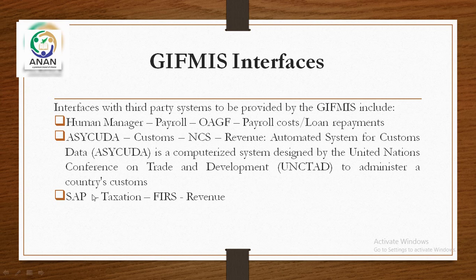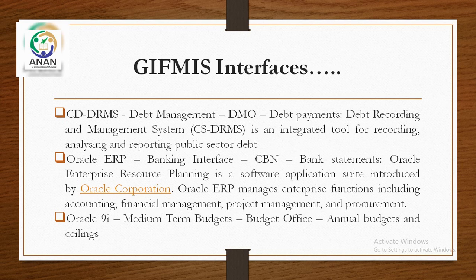SAP represents Systems, Applications and Products. Taxation, FIRS, revenue. So these are some software that are being adopted or used in order to facilitate the digital accounting system of the federal government. CS-DRMS, debt management, DMO, debt payment, Debt Recording and Management System is an integrated tool for recording, analyzing and reporting public sector debt. We are just trying to talk about some of the software that are being adopted, or computer-based application systems, in order to facilitate the accounting processes of government.